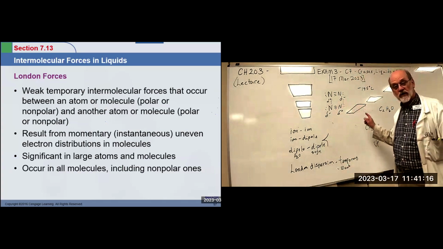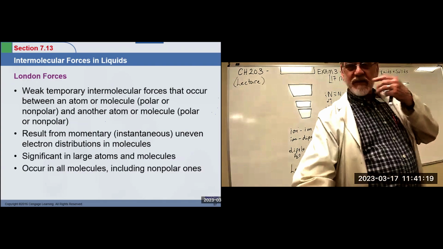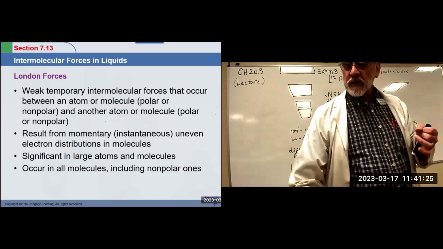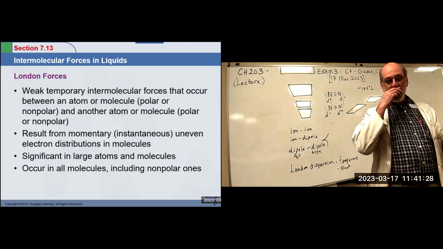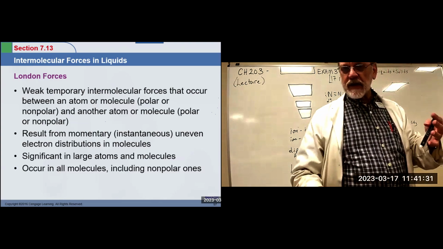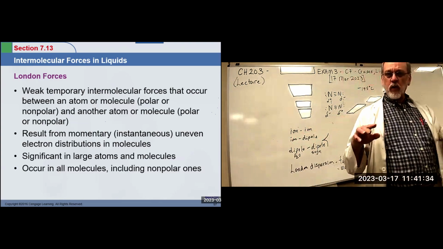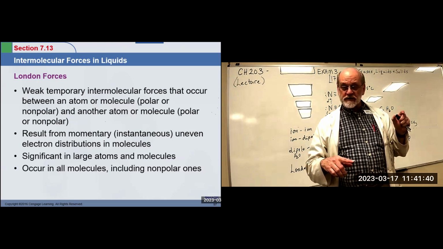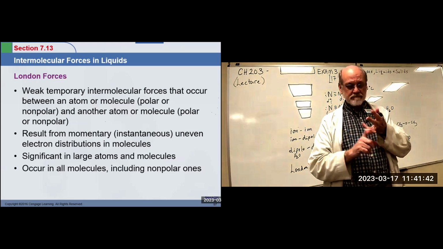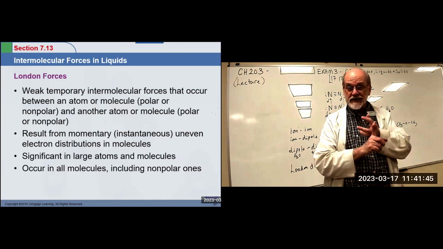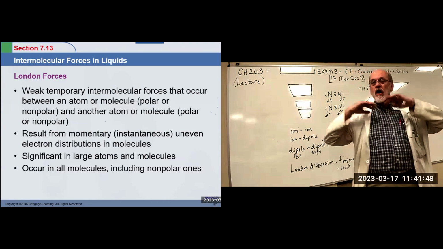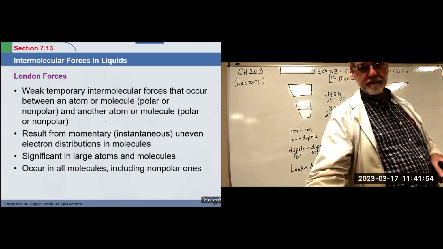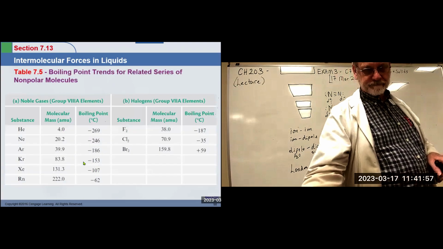London forces, I described those earlier, so we don't have to spend a lot of time on this one. They're weak and they're temporary. And they can occur between polar molecules and nonpolar molecules. They can occur between atoms and molecules. They're always there. Whether or not they're significant is the question. If there are other forces, like ionic forces, dipole interactions, hydrogen bonds even, then those are usually so strong that the London forces are insignificant and can be ignored. All right.